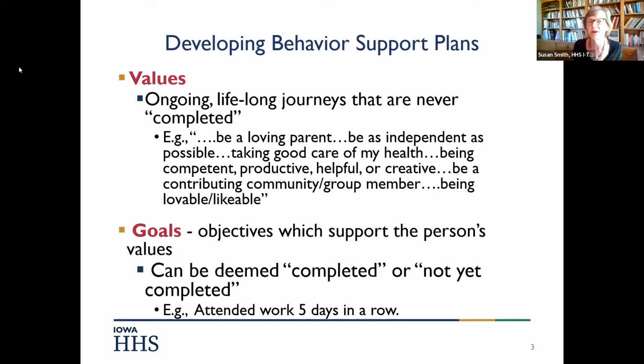It goes on. And that's different from a goal. A goal is usually an objective, which supports a value. A goal is something that can be completed. It can be chalked off the list. Like if I was trying to attend work 5 days in a row, or if my goal was to get my living room painted, when it's done, I can cross it off. But that value of being a good daughter or trying to be likable or lovable is something that I can do every day and it never finishes. So I think it's important that we know that.